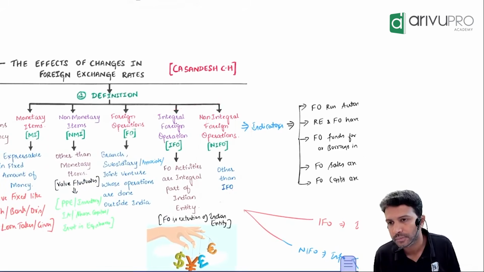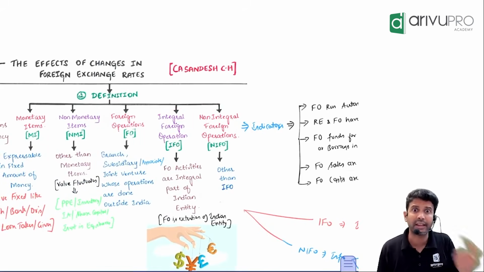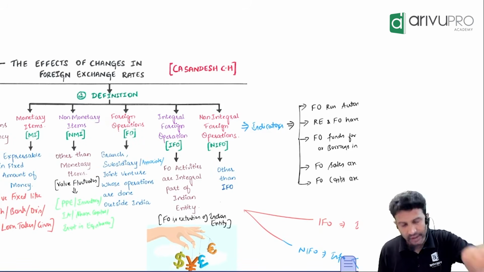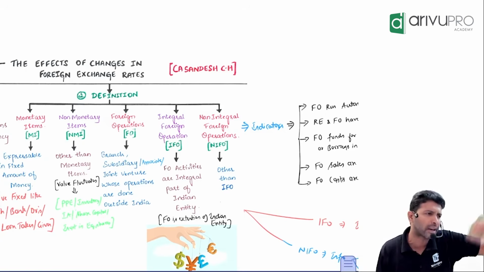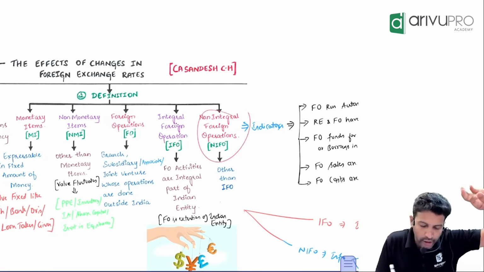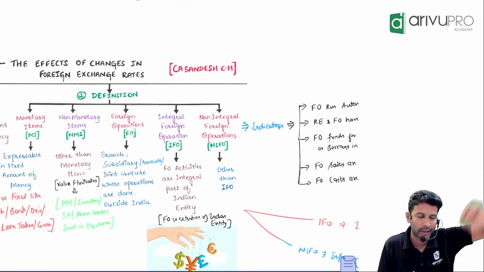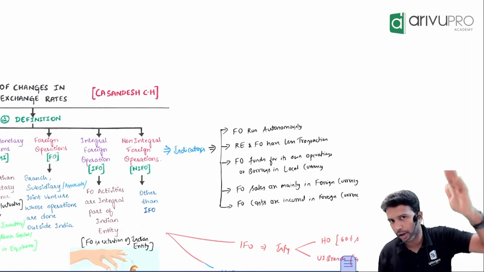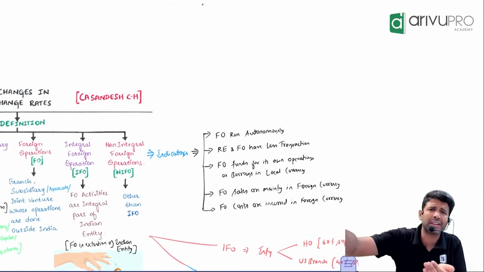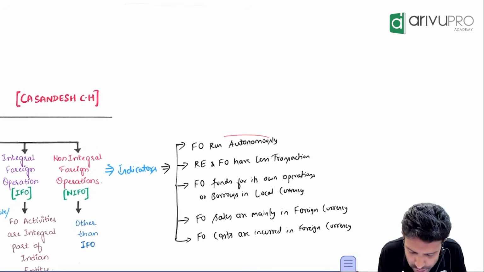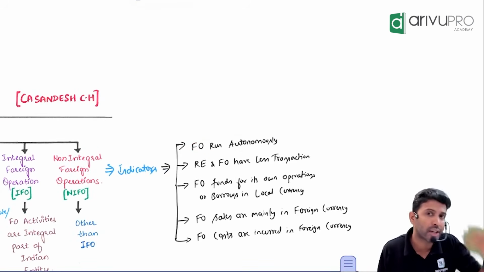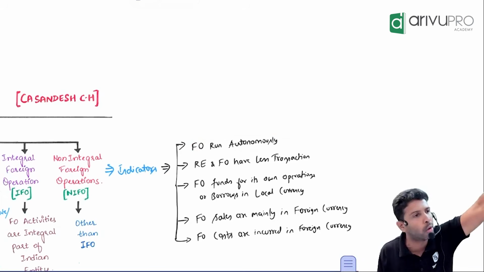Yes, sir. Sir, how do we identify whether it is integral or non-integral in the examination context? From the theory standpoint, if you have to identify whether it is integral or non-integral, there are some parameters. If you want to call it non-integral for foreign operations, we look for 5 parameters. First, are they connected with the Indian entity or not much connection? That means the foreign operation should run autonomously, meaning it should run independently, on its own.